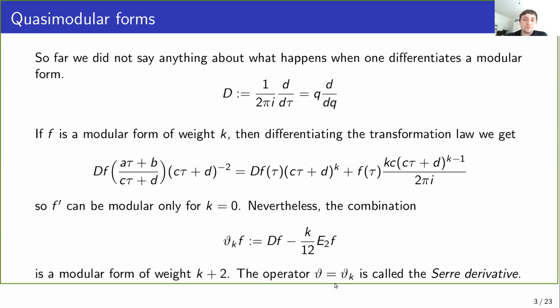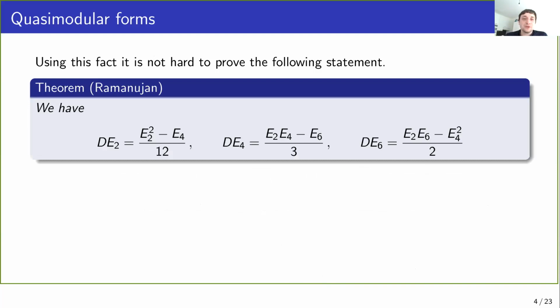So, I mean, I'm not going to say much about it except, well, it depends on K, but I kind of suppress it from notation. So one cool thing that one can do using Serre's derivative is that we can look at these Eisenstein series that we have, and let's see what happens if you differentiate it.